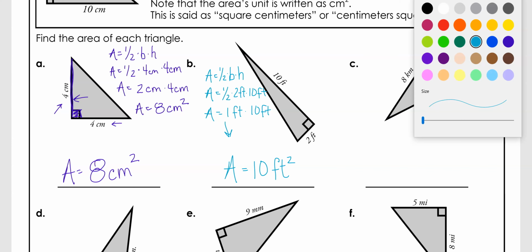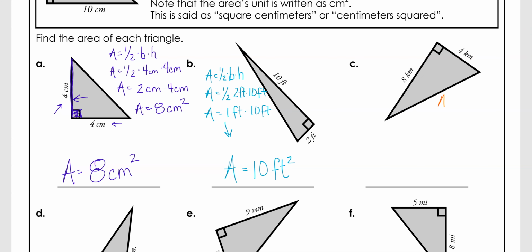Problem C, area equals 1/2 times the base times the height. Area equals 1/2 times 4 kilometers times 8 kilometers. Area equals 2 kilometers times 8 kilometers. Area equals 16 kilometers squared.